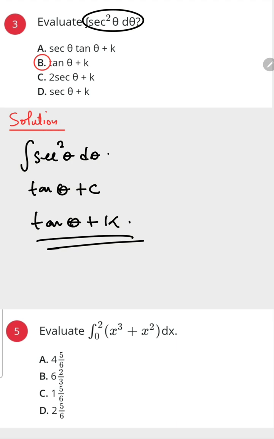So I'm going to be leaving number 5. It's very easy. So you do number 5. That is the last one. You do it on your own and be happy with yourselves.